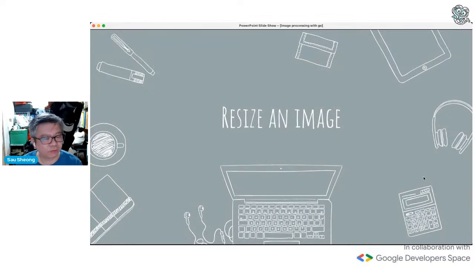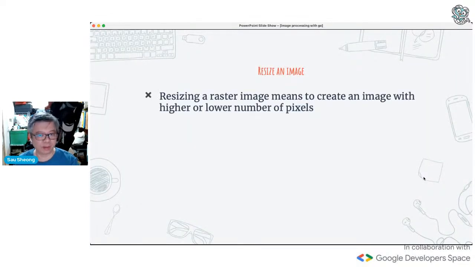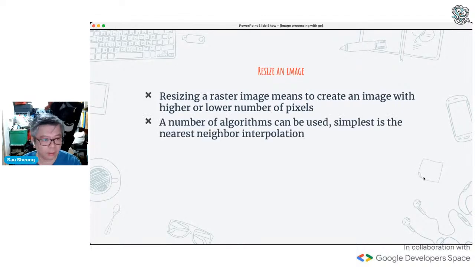Okay, and so finally, I want to talk about how you can resize an image. Resizing a raster image literally means you create an image with a higher number of pixels or a lower number of pixels, right? Because you just either blow up the image or reduce the image. And there are a lot of algorithms. I wouldn't even start talking about it. Some are pretty complex. They have very complicated mathematics, but they're all obviously a simple algorithm as well.